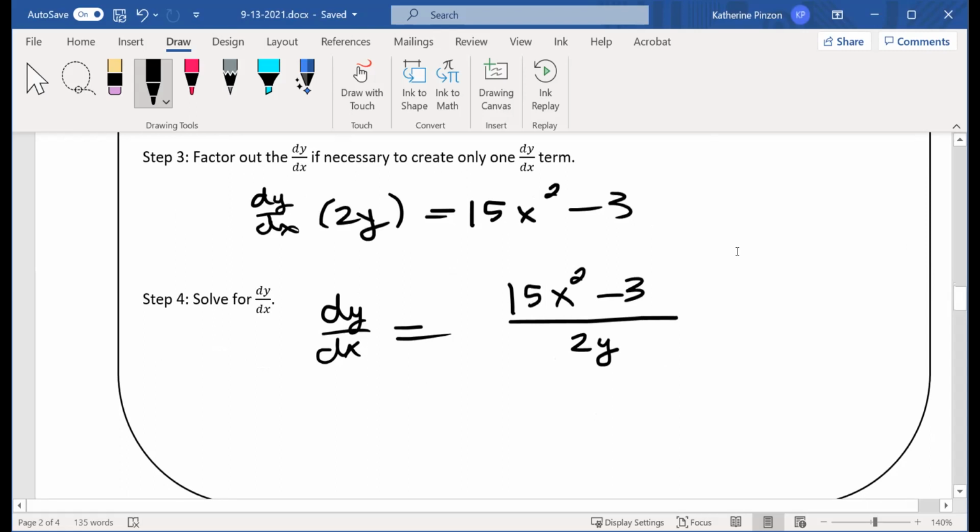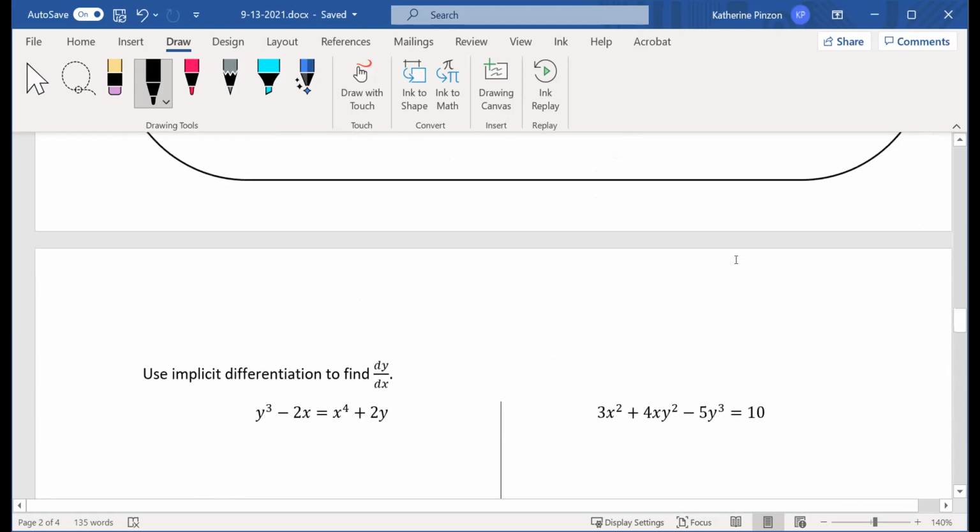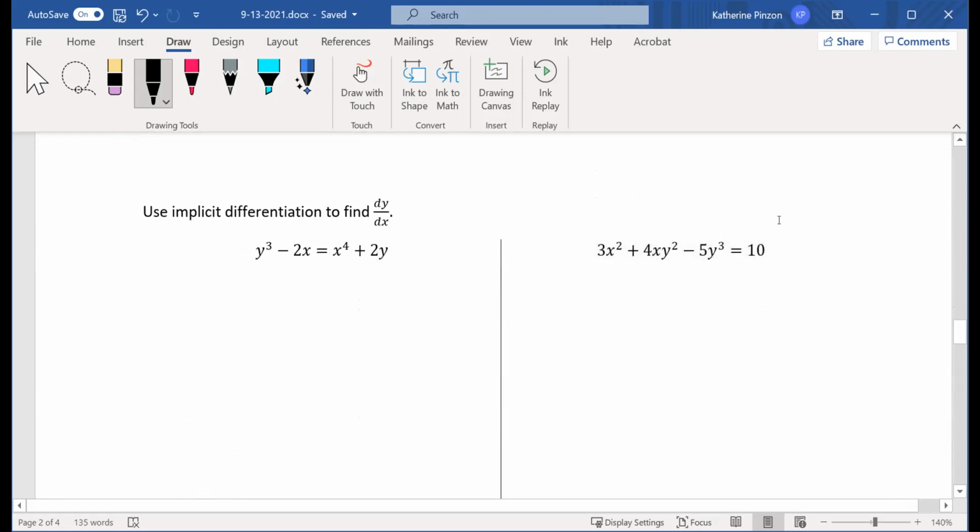Okay, so let's try again. We're going to try more where it gets a little bit more complicated. Okay, let's try this top left. y cubed minus 2x equals x to the 4th plus 2y. What's different about this one than the last one we did? There's 2y. There's y in 2 different places, right? So when we take the derivative, we're going to get dy dx in 2 different places. So we'll have to do a little bit more work for that step number 2 that we didn't have to do before. Okay, to find the derivative, how do you start?